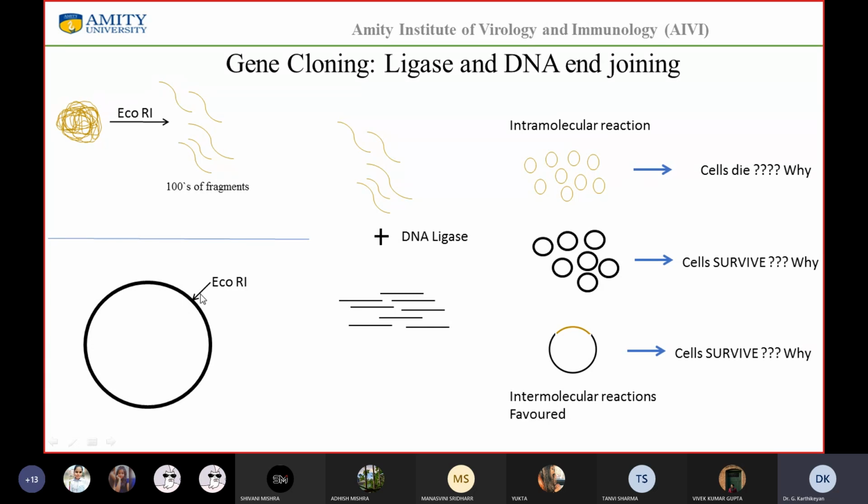A circular vector, once you cut with restriction enzyme, is going to become linear. It's like remember your rubber bands. You cut it in the middle anywhere, it becomes linear, right? A circular thing becomes linear. Okay, now when you add ligase to these 2 mixtures, there are typically three reaction products that are possible. One, by intramolecular reaction, these guys can circularize among themselves. This can circularize among themselves, right? Is that possible? Is that right?